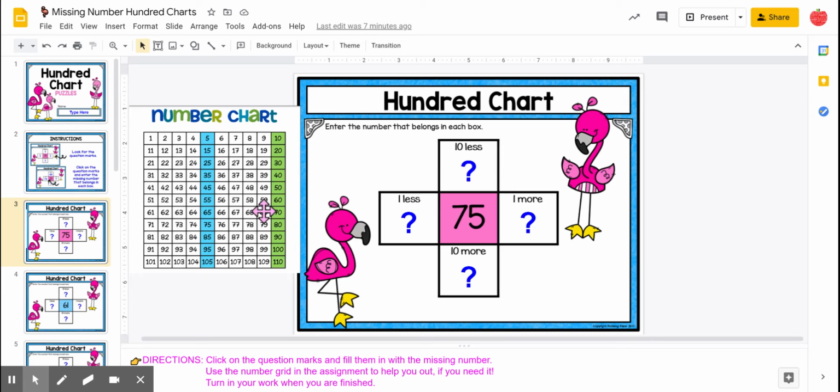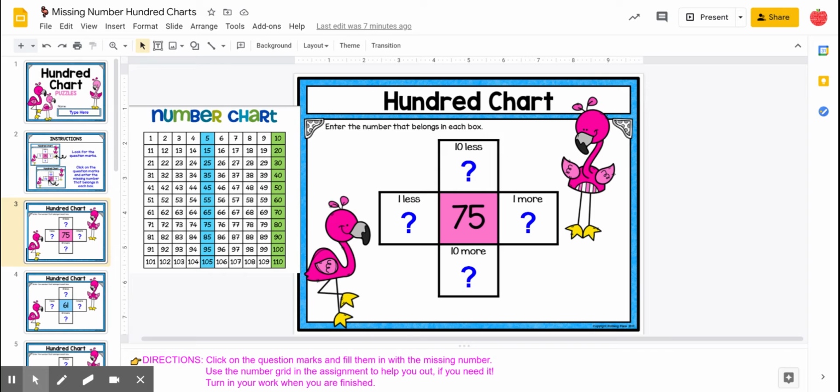Now, the job in filling out number chart puzzles is to imagine that the people who designed this lesson pulled a little chunk of the number chart out, and then they put question marks in place of the numbers so that you can figure out those numbers, like I told you.